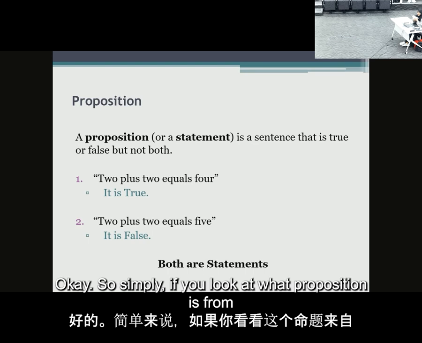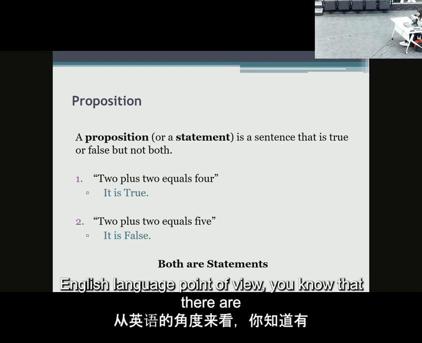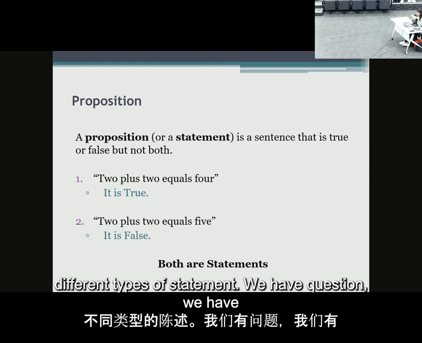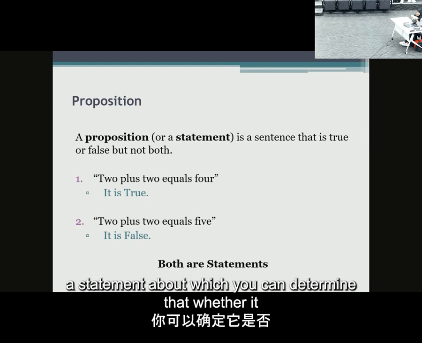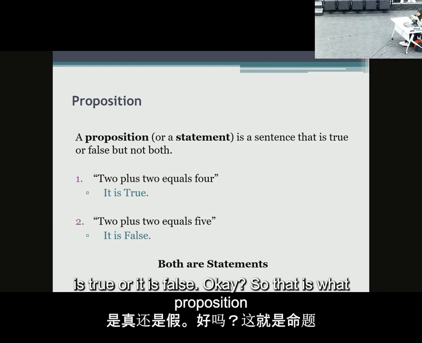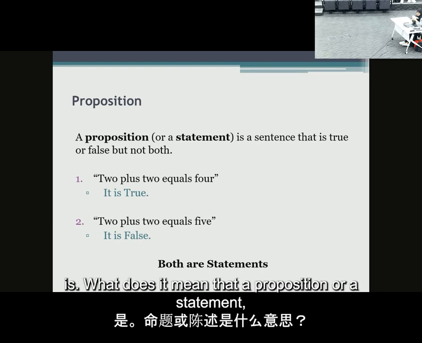So simply, if you look at what a proposition is from the English language point of view, we know that there are different types of statements. We have questions, we have commands, we have propositions. So a proposition is simply a statement about which you can determine whether it is true or false. Okay, so that is what a proposition is.